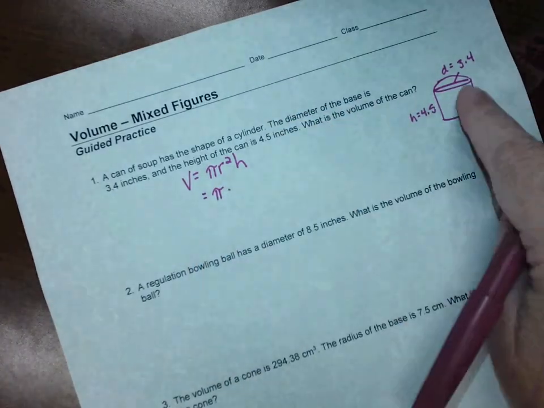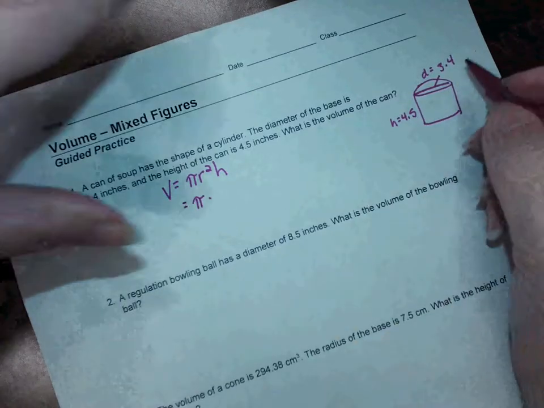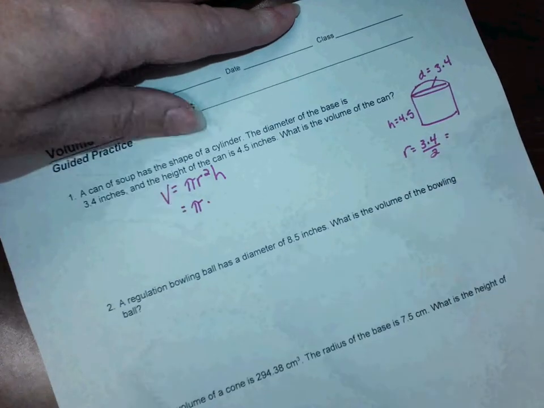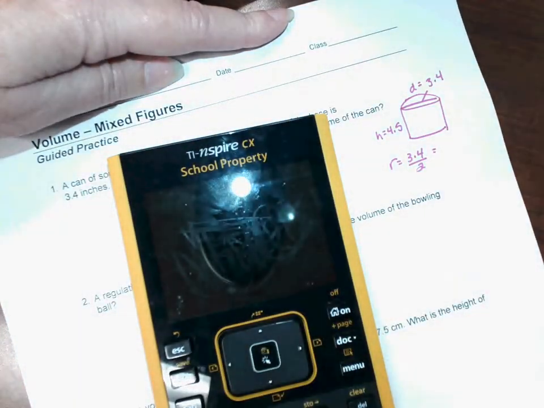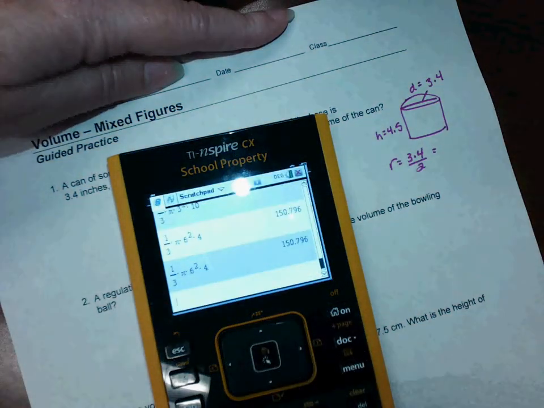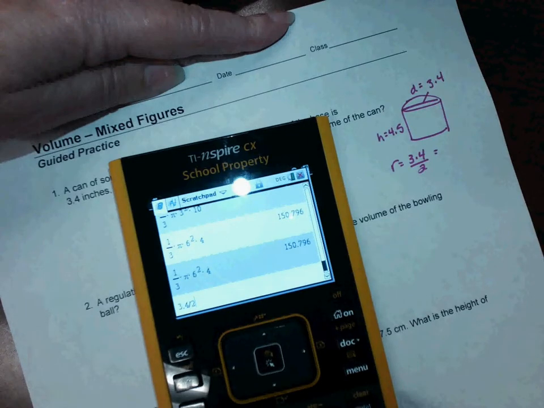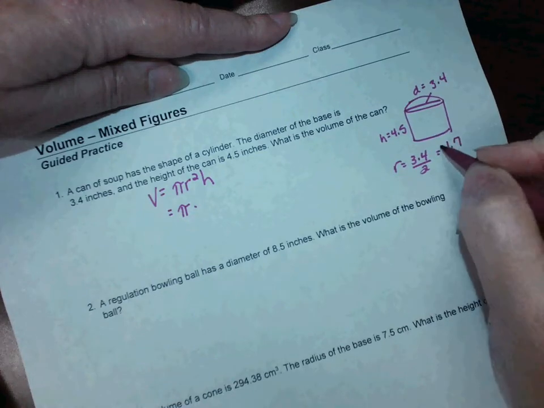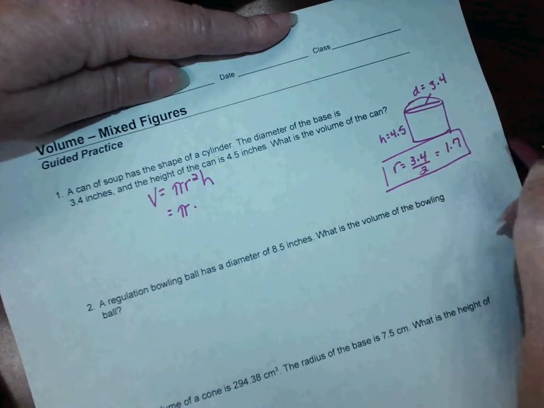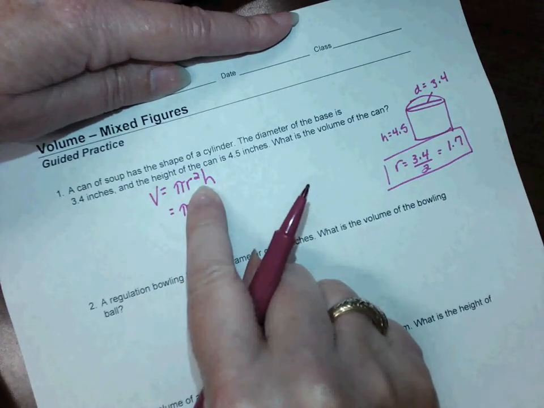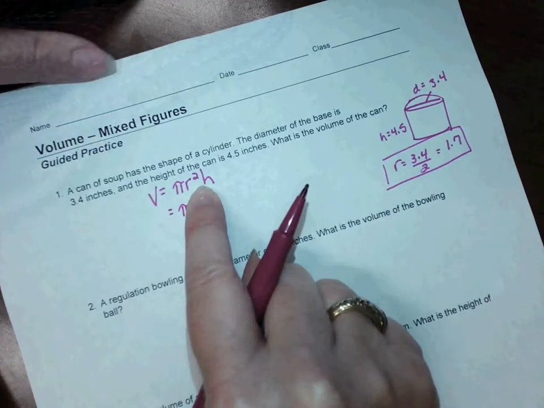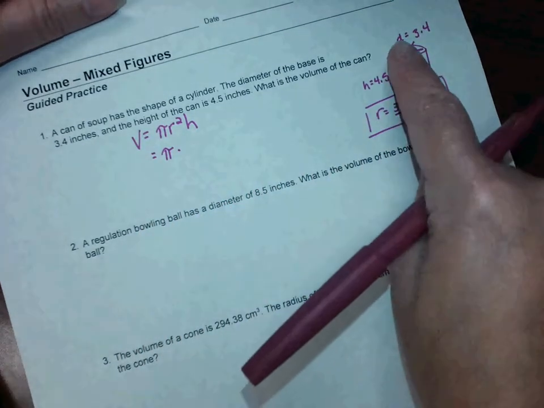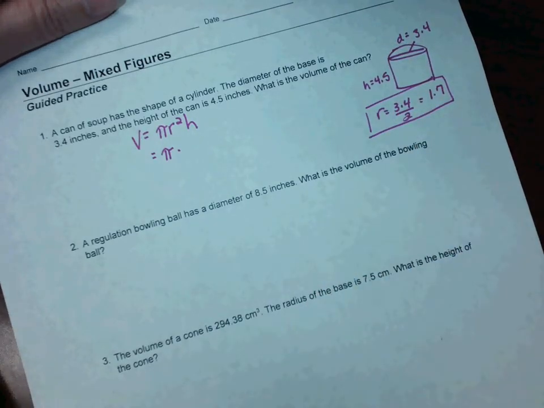Pi times, my diameter is 3.4, so the radius is 3.4 divided by 2. And if you don't know what 3.4 divided by 2 is, you can get your calculator out. 3.4 divided by 2 is 1.7. So this is the number that has to go into my formula. There is no call for the diameter in the formula. In fact, you won't see the diameter asked for in any formula except for one of the circumference formulas. So if they give you the diameter, you're nearly always going to have to go back and find the radius.